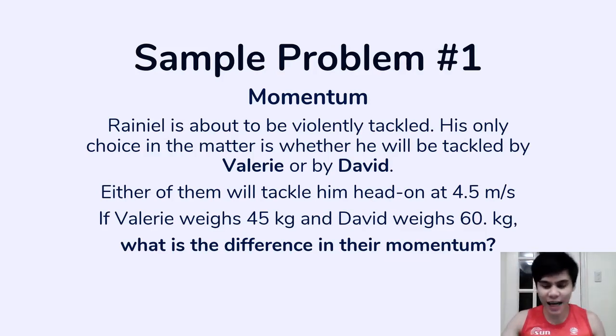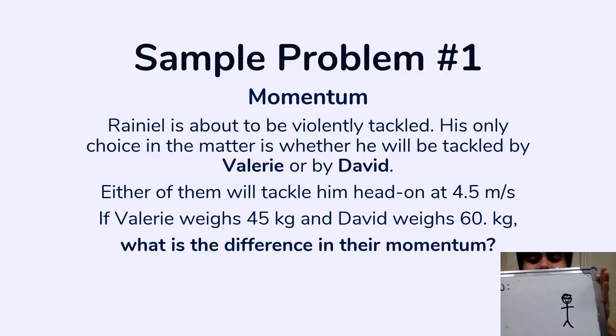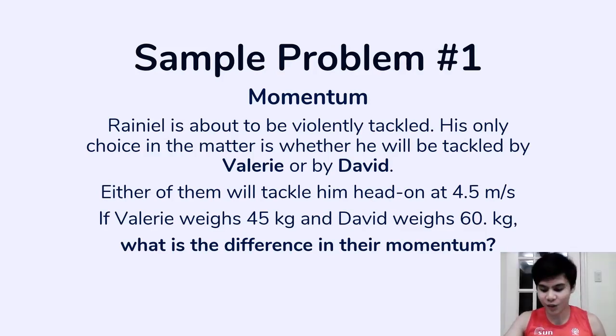All right, so let's have a little drawing here. Let's have Rainiel. I'm going to draw him with glasses. So Rainiel is over here. So we have Rainiel over there. All right, let's label him R for Rainiel.